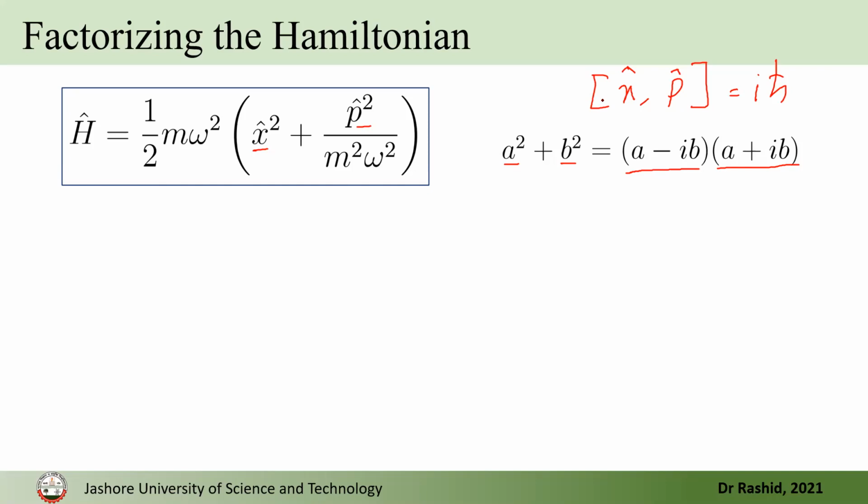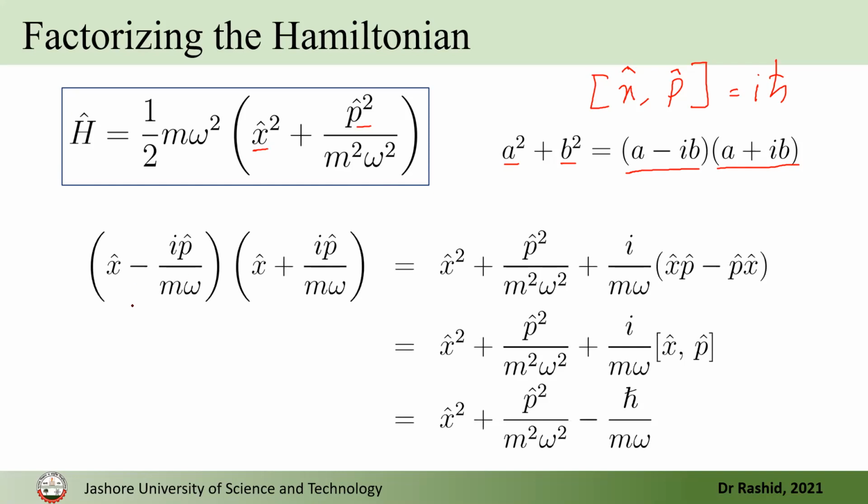So they do not commute. That means we cannot exchange their order. We have to keep in mind their order in multiplication, so it may involve some extra terms. Let's just try it. We start by writing it this way. This is the Hermitian conjugate or complex conjugate of this term, and then we go with this multiplication.